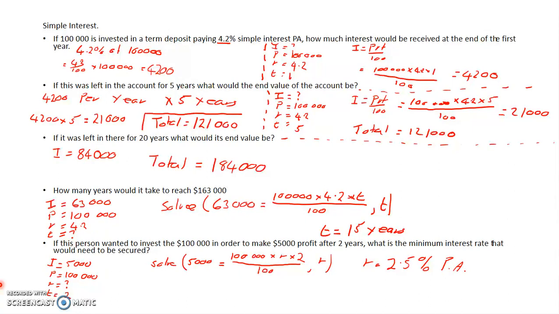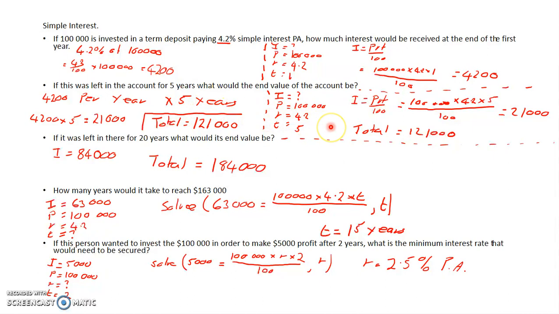Then if we go down to 5 years, we could have worked out, okay, we get $4,200 per year and it's simple interest, so it stays the same. So we get that 5 times and we get an interest amount of, over here, $21,000. Now, the problem with this is that this asked for the end value, so the end value had to be the $100,000 that we invested plus our $21,000 in interest to give you a total value of $121,000.